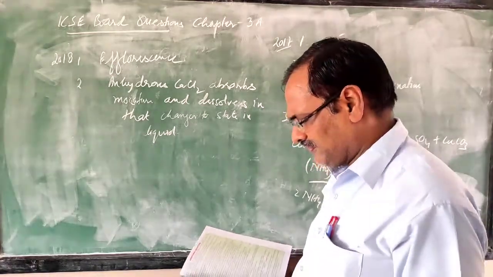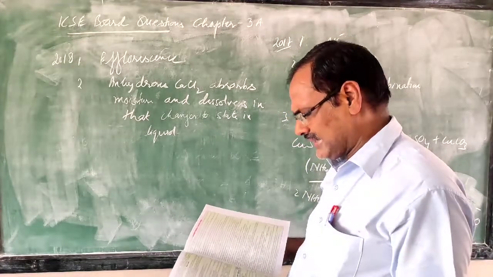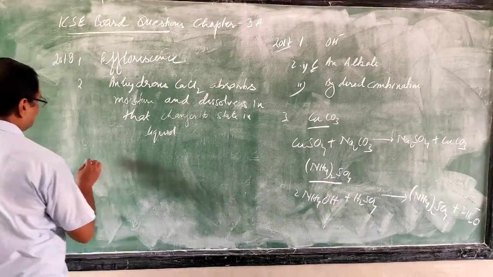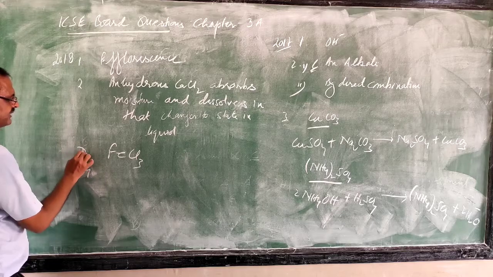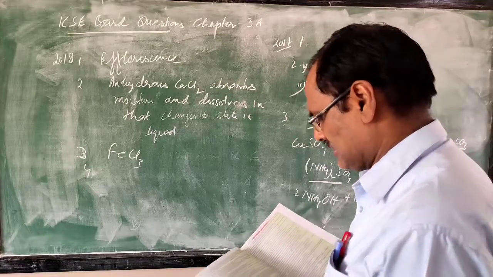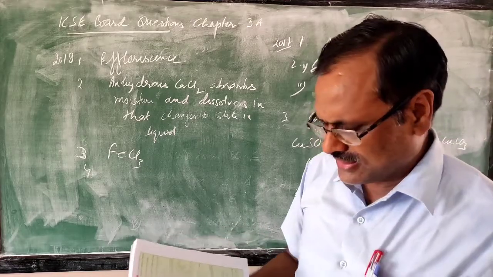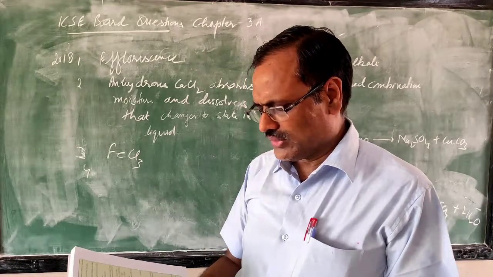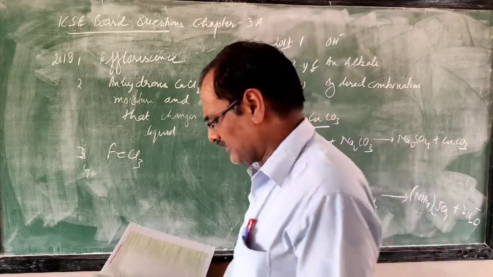Now 2018 second question. Fill in the blanks, the correct choice is given in bracket. The salt prepared by the method of direct combination is iron third chloride. This is the third one, FeCl3, iron third chloride. Now the fourth one, 2018. Three solutions P, Q, R have the pH 3, 3.5, 5.2 and 12.2 respectively. State which one of these is a weak acid and a strong alkali.